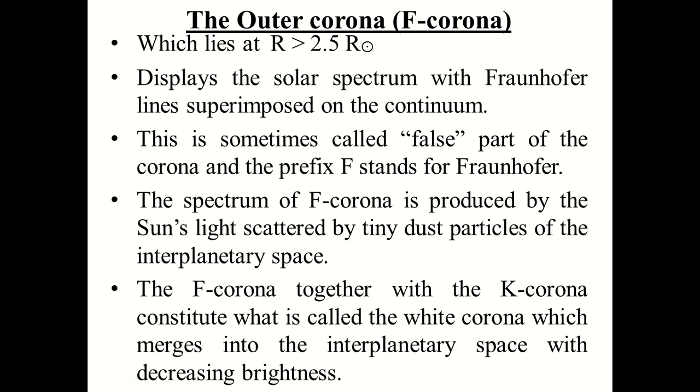Now if you consider the F corona, which lies at a radius greater than 2.5 times the solar radius, it displays the solar spectrum with Fraunhofer lines superimposed on the continuum. The inner corona is sometimes called real corona, and the outer corona is sometimes called false corona, or false part of the corona.